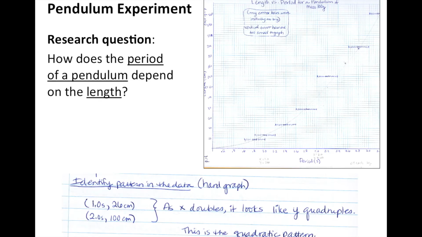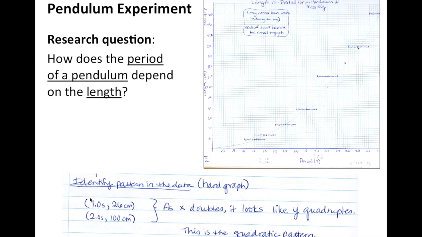First, we reviewed the pendulum experiment. Our research question was, how does the period of a pendulum depend on the length? Your data should have looked something like this, and just notice here that these error bars are scratched out because they really are much narrower than how I originally drew them.